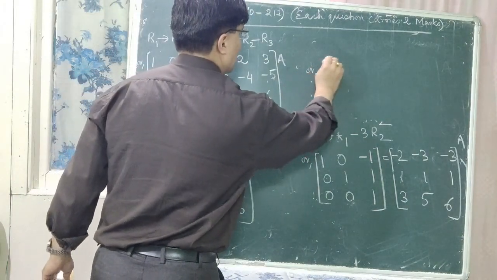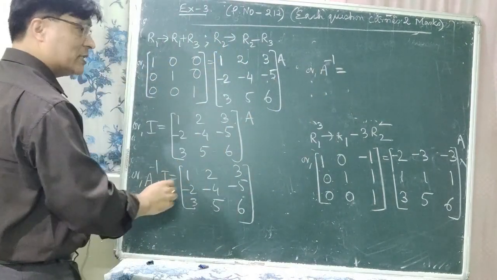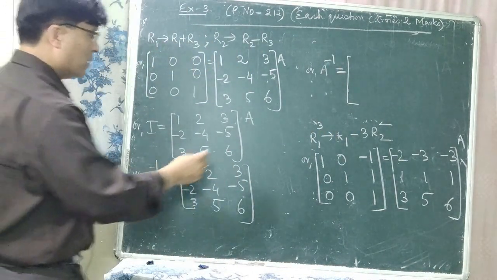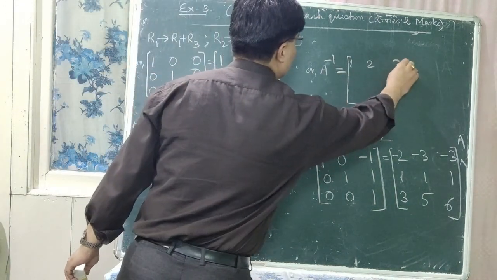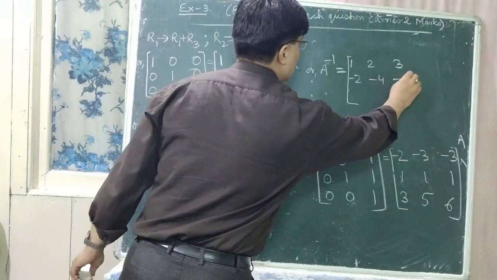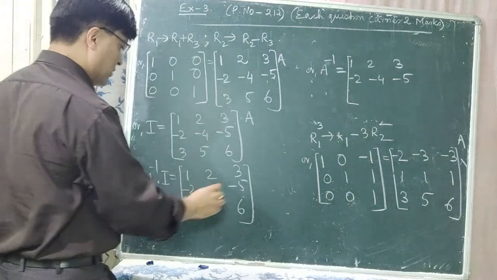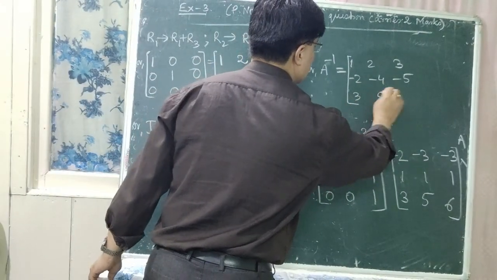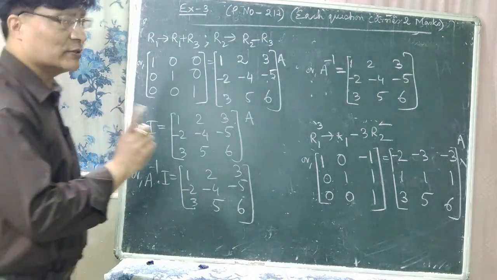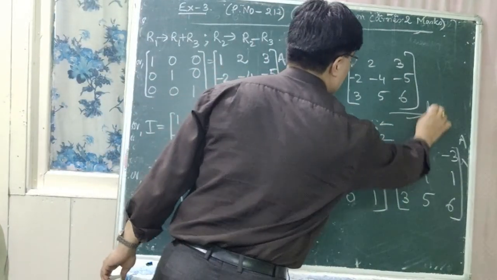So A inverse is equal to, because A inverse dot I is A inverse always, 1, 2, 3. It remains same. 1, 2, 3. That is minus 2, minus 4, minus 5. And 3, 5, 6. So I think you understood it. So this is the answer.